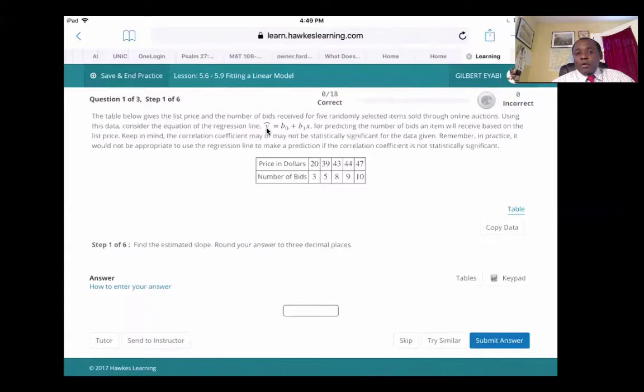And why is this one called y hat? Well, some books call it y prime. It is because it is an estimated value. So this is the estimated equation of the line. And we get that because literally what is happening is we are moving the points to the left, to the right to create a line. So it's approximate. Question number 1, find the estimated slope.